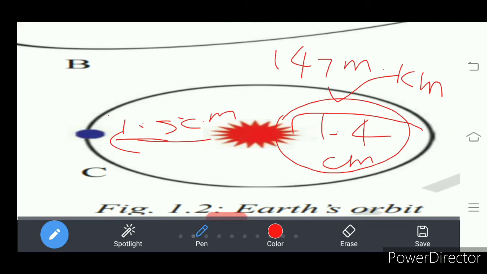The closest point between the earth and sun is 147 million kilometers, and the farthest means very far, that is 152 million kilometers. How much? 152 million kilometers. This is the farthest place.